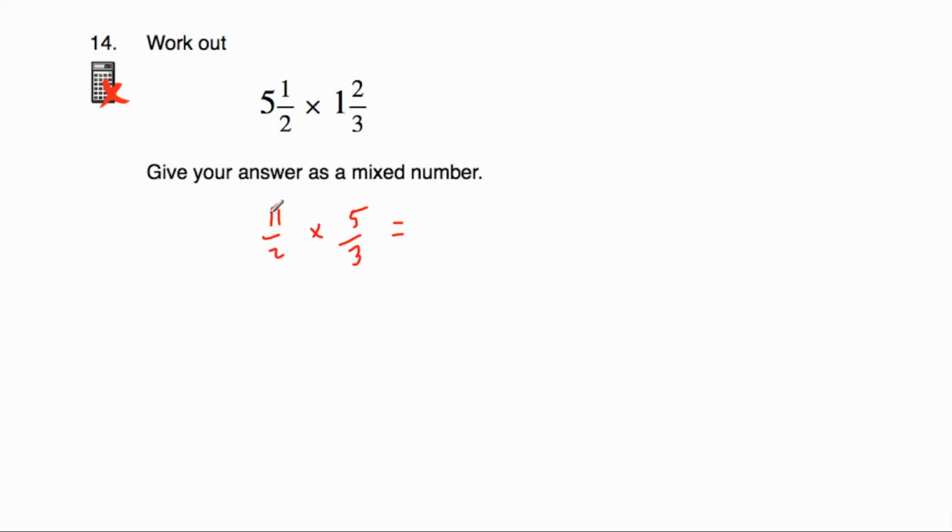Now we just need to multiply. 11 times 5 is equal to 55, and 2 times 3 is equal to 6. So we've got 55/6. And at this point, let's see if we can cancel down 55 and 6. They don't have any common factors apart from 1, so we can't cancel that down.